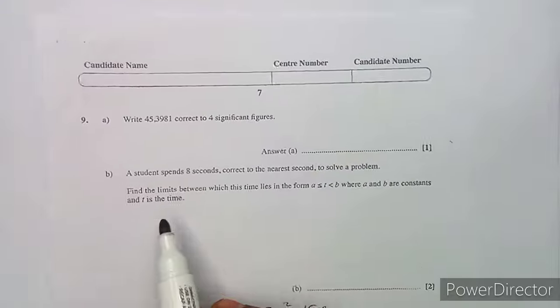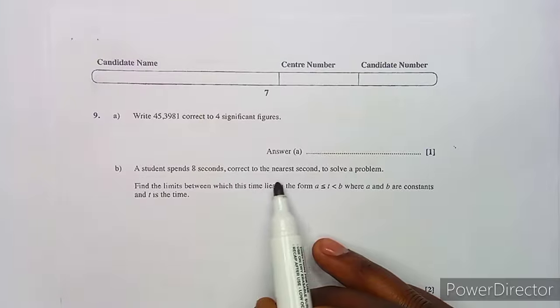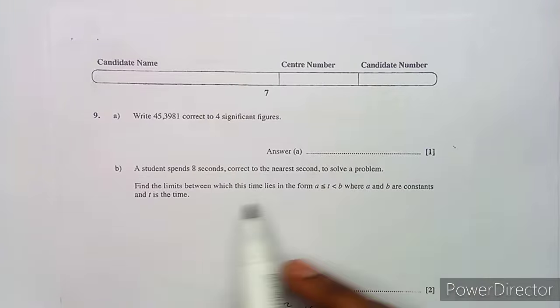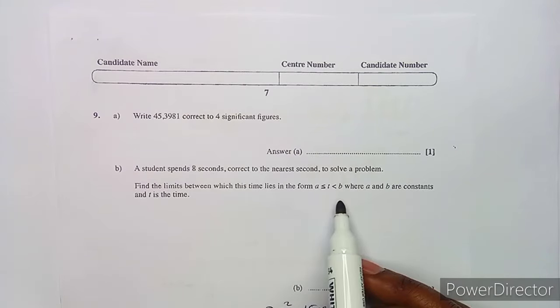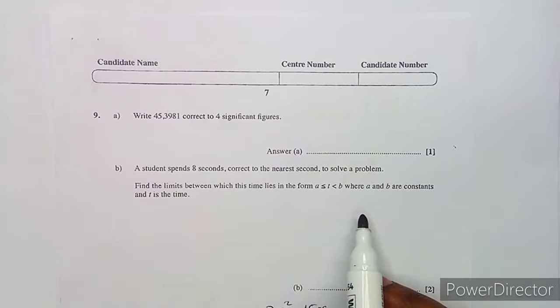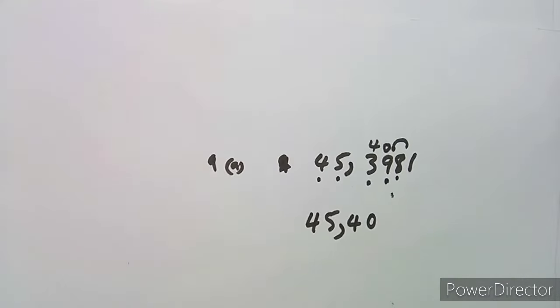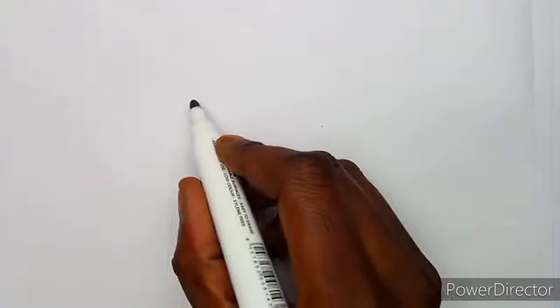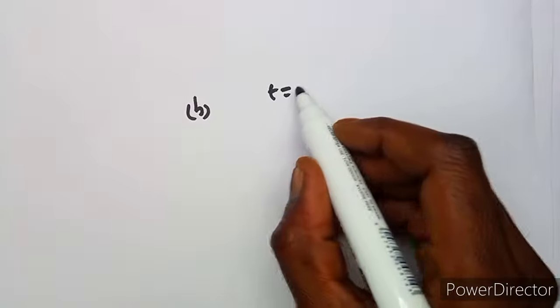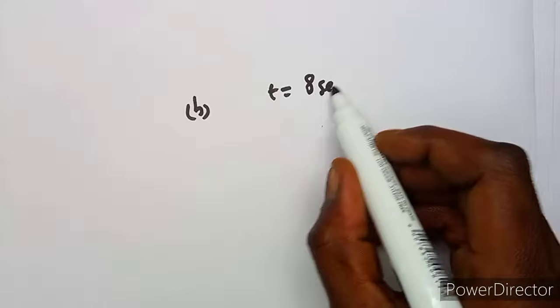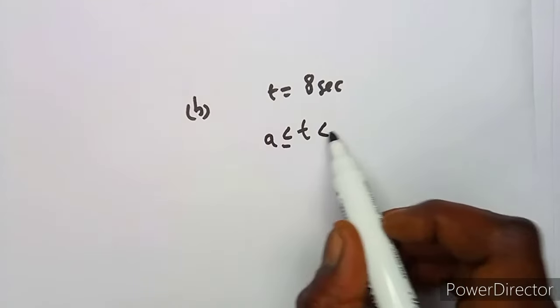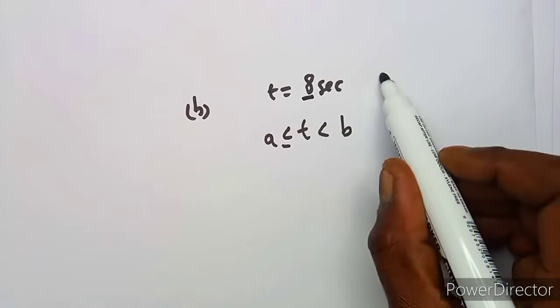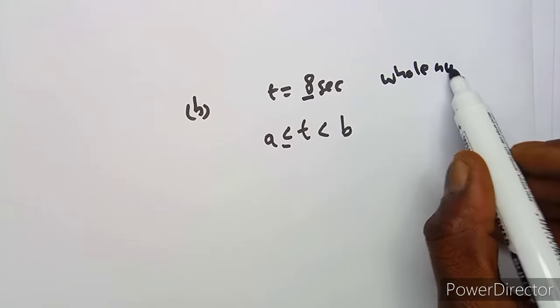Then a student spends 8 seconds correct to the nearest second to solve a problem. Then you're asked to find the limits between which the time lies. Take note the time frame, how it is given, where A and B are the constants and T is the time. So we are given that there is a time that was rounded off to the nearest whole number in this case, which is the time that we are given as 8 seconds. All right. So now we are given to write these limits in terms. Take note how the limits are given. This was rounded to the nearest whole number.